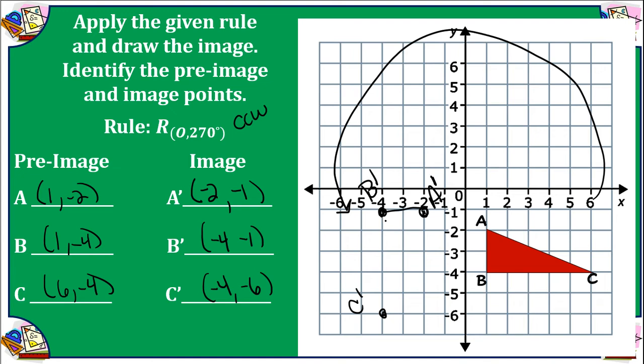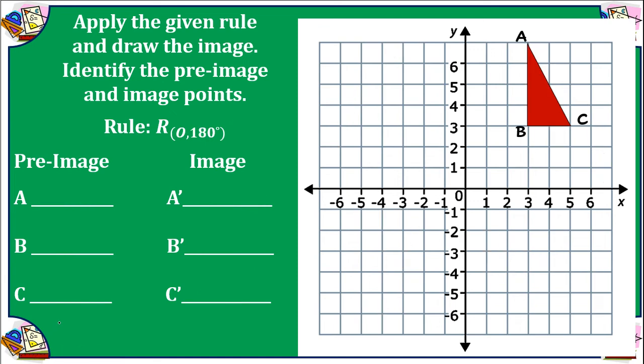And then here is what the triangle looks like. And again, we've rotated about the origin. So it's turning all the way around. Okay, we're going 180. We are starting in quadrant 1. We're going to go to quadrant 3 because we're going 180. It doesn't matter if we're going counterclockwise or clockwise. We have the exact same rule. We end up in quadrant 3.